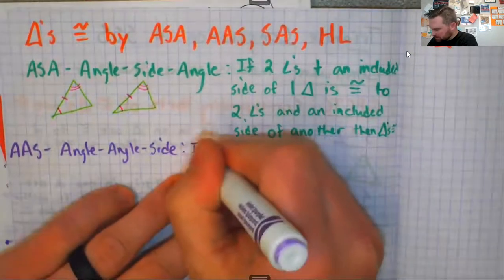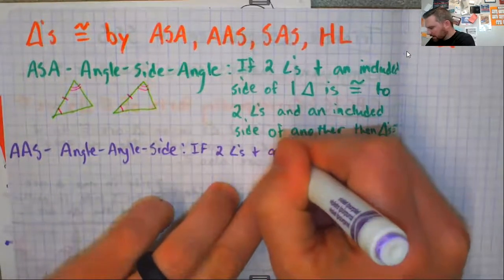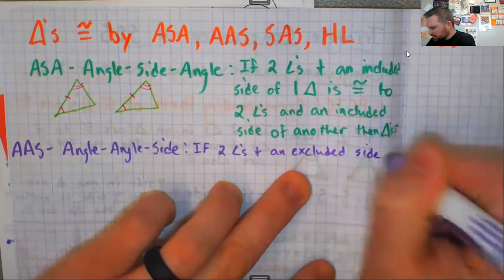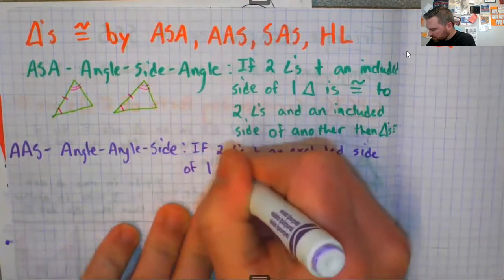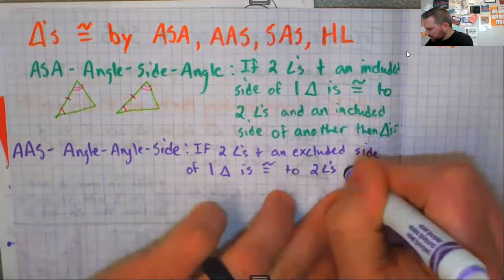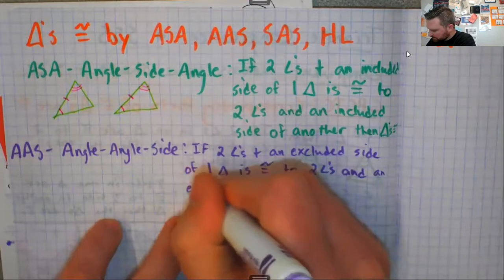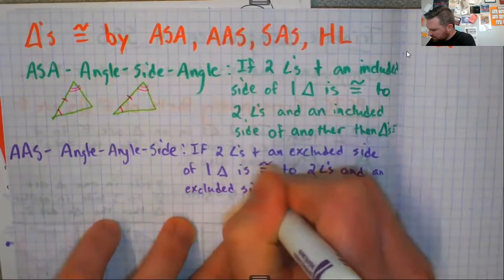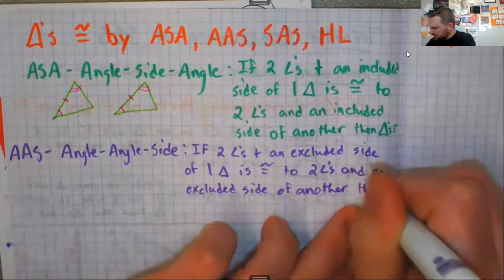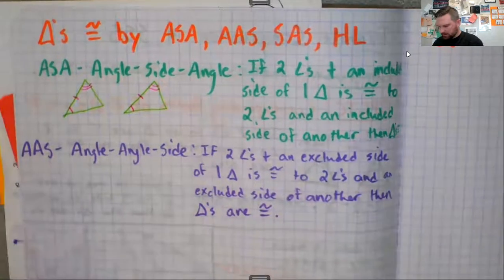So if two angles and an excluded side of one triangle are congruent to two angles and an excluded side of another, then the triangles are congruent. Okay, so I'll draw another picture here.